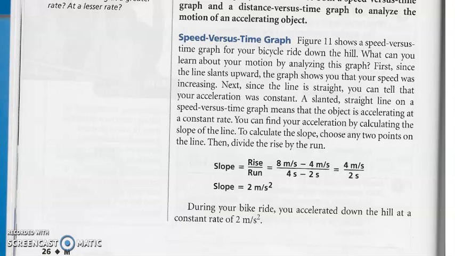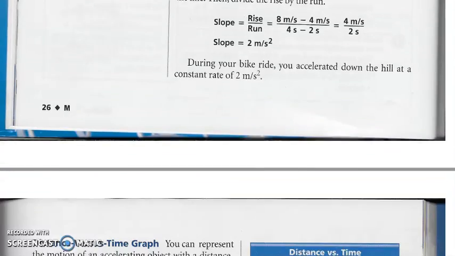To calculate the slope, choose any 2 points on the line, then divide the rise by the run. In this instance, you would pick 8 meters per second minus 4 meters per second and divide that by 4 seconds minus 2 seconds, and that equals 2 meters per second squared. During your bike ride, you accelerate down the hill at a constant rate of 2 meters per second squared.